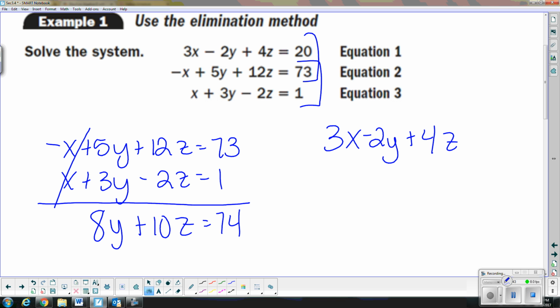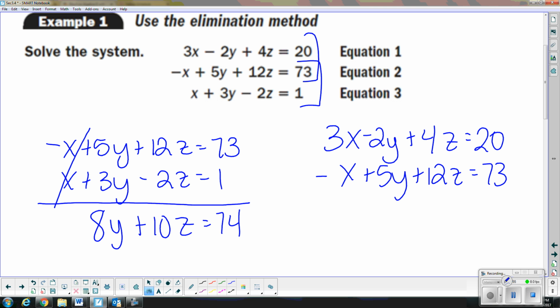Okay, so 3x minus 2y plus 4z equals 20. And negative x plus 5y plus 12z equals 73. Okay, now we want to eliminate x. What do we do? Jeremy? Multiply the equation number 2 by 3.